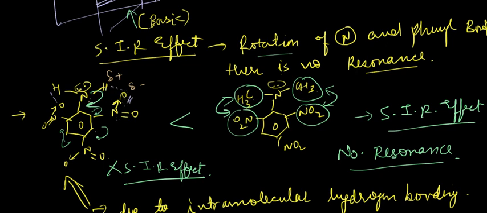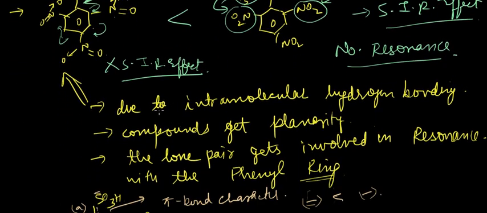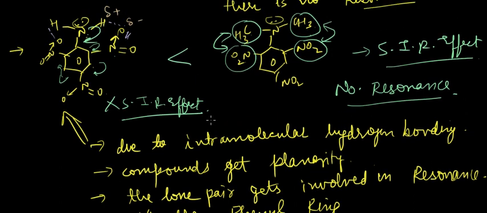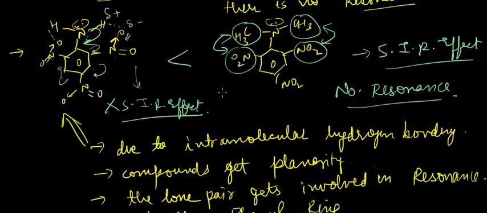We'll delve into what is called hydrogen bond in future lectures, or you may find it in my inorganic lecture series. So due to the presence of this hydrogen bond, the rotation is restricted across this sigma bond, and as a result, this lone pair will get into resonance with this phenyl ring. Okay, so there will be no SIR effect in it. So due to the hydrogen bonding, the compound gets planarity and the lone pair gets involved in resonance with the phenyl ring, hence decreasing its basic strength, whereas the basic strength of the other is already increased by the SIR effect.